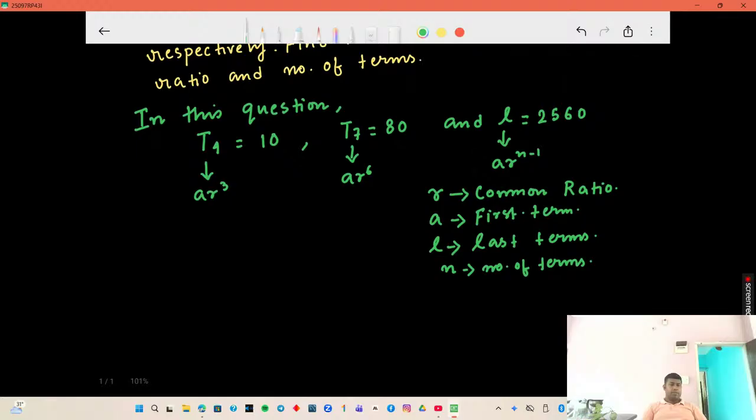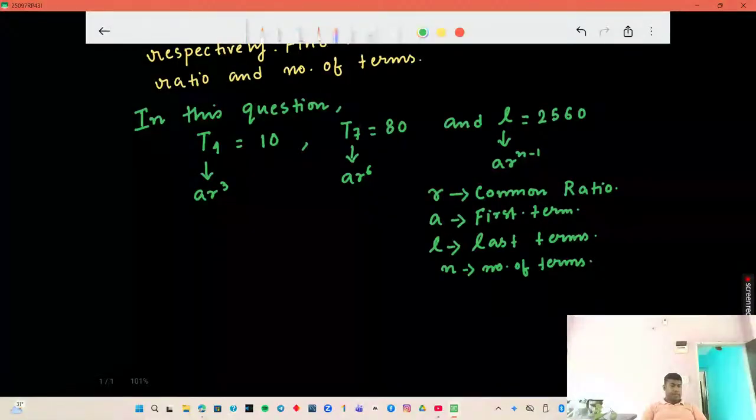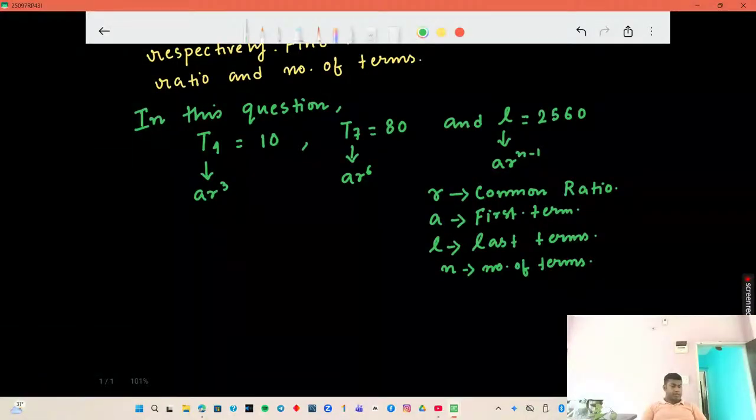So now I will start to solve this problem. Means I will go to the solution part. What we have to find here is the first term, the common ratio, and the number of terms. We have to find the common ratio first. So how can we find the common ratio? We can find the common ratio by dividing the seventh term by the fourth term.